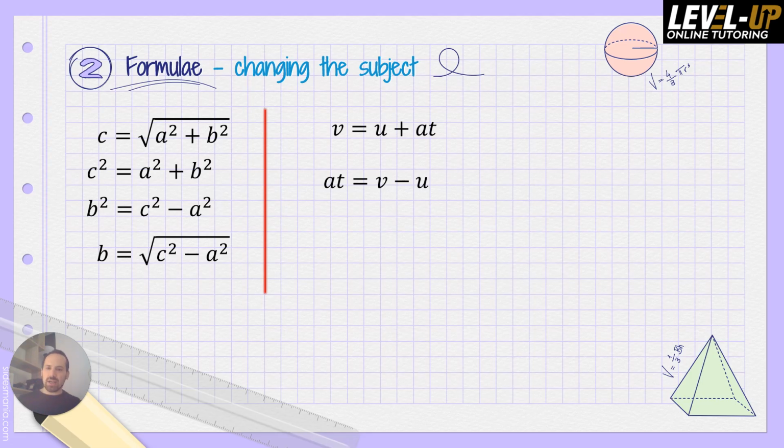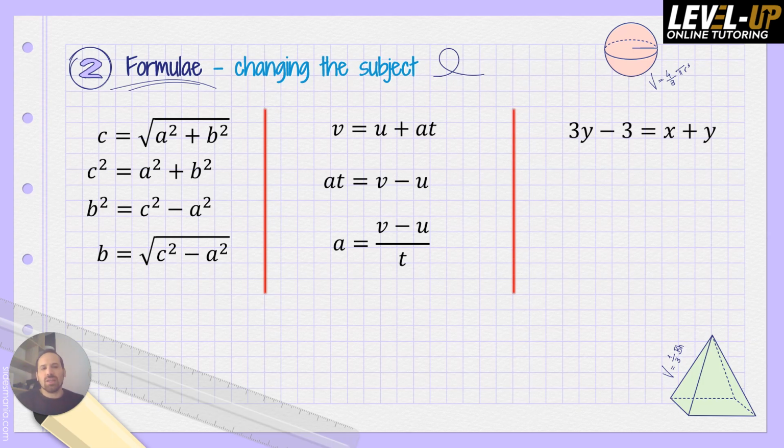Well, if we want to just get A by itself, let's divide both sides by T. So the T will cancel out on the left-hand side, and now we've got V minus U divided by T. And so that would now be the formula for A in terms of the other variables. So, okay, I'm hoping this makes sense.